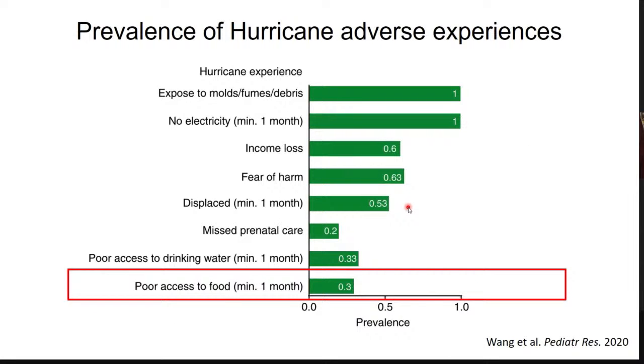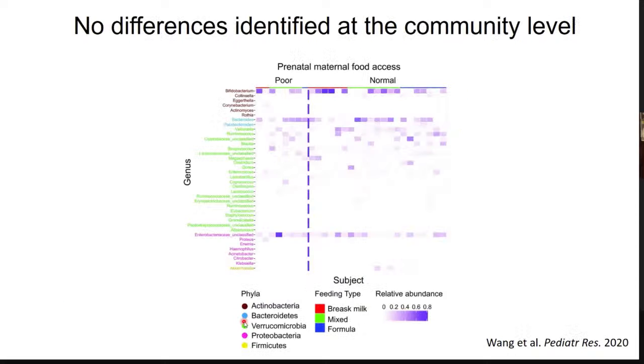So then we ask, because the mothers who were exposed to Hurricane Maria during pregnancy have different experiences, we have a questionnaire to ask about their experience. As you can see, all of them have experienced the loss of electricity and exposure to molds. However, they have some differences in the experience. And we are very interested to see whether there is some impact of poor access to food after Hurricane Maria. So we have two groups. We have the mothers who claim they had very poor access to food during the aftermath of Hurricane Maria for at least one month. And we also have a normal group.